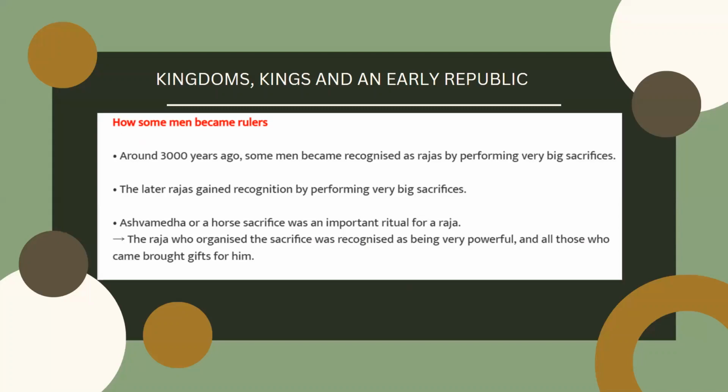Around 3000 years ago, there were men who were recognized as Rajas because they used to perform very huge sacrifices. They got recognition because of performing these big sacrifices. Among those sacrifices was the Ashwamedh or horse sacrifice, and it was a ritual that was very important for a Raja to perform.